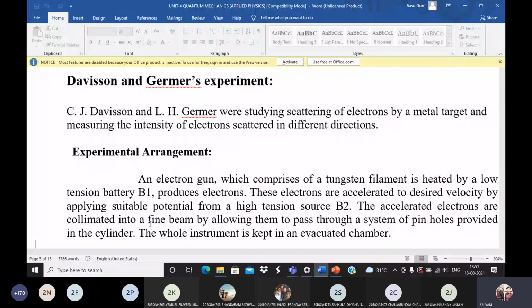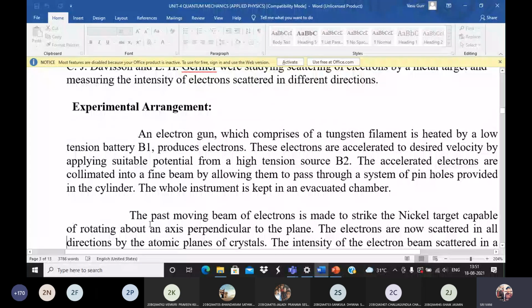Next one, let us see what all the operators they have used in their experiment to study the scattering nature of the electrons and the measurement of the intensity of the electrons which they have scattered in different directions. So to do this experiment, generally in your previous lessons, we have taken a light source.